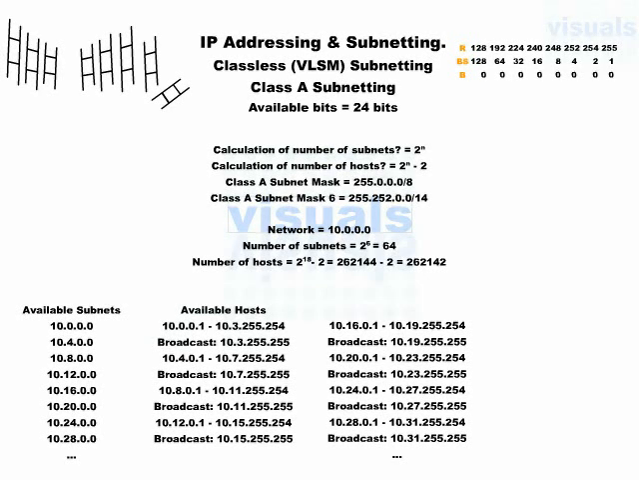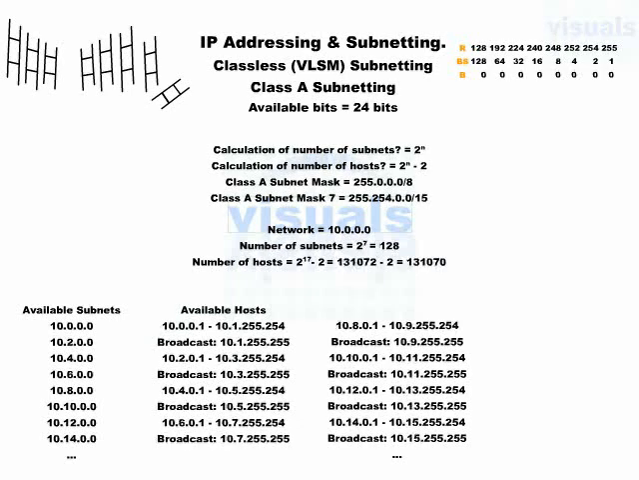Let's move to another example of class A subnet. Here I am going to use 7 bits for subnets, providing 128 valid subnets, each subnet providing 131,070 hosts. With the difference of 2 on this network, I am getting 128 subnets. Here you can see. The rest of the calculations are the same. Let's move to another example, and this is the final one.